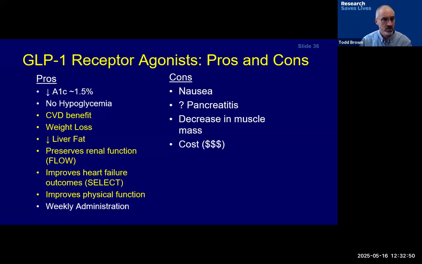Weekly administration, generally given sub-Q. There is an oral formulation of semaglutide, which is preferable to some people. The downside is the GI side effects.